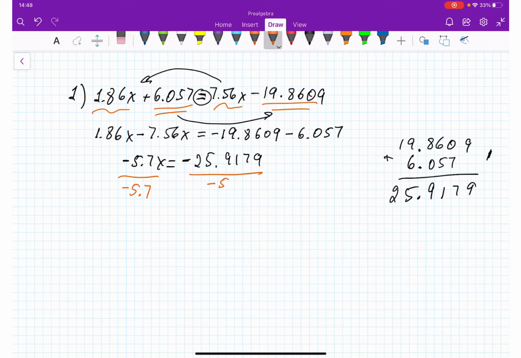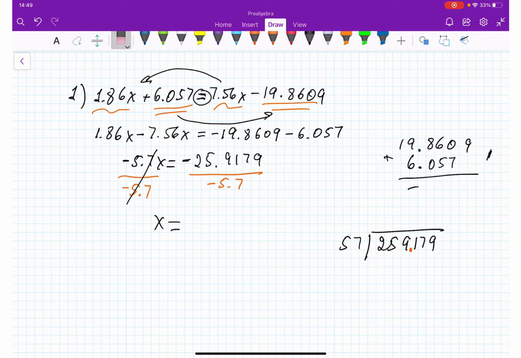We divide by negative 5.7. And x is equal, this is gone. So negative, negative, our answer is going to be positive. So let's divide 25.9179 by 5.7. So we need to move here by one position, right? Here, 57, which means I'm going to move this 25 by one position. So my new decimal point is going to be here. So let me clean this. Here we go.